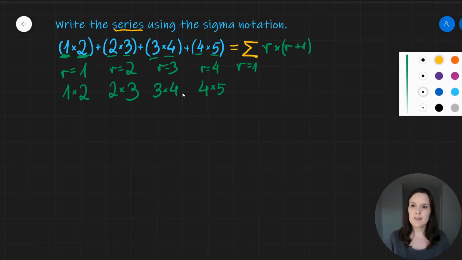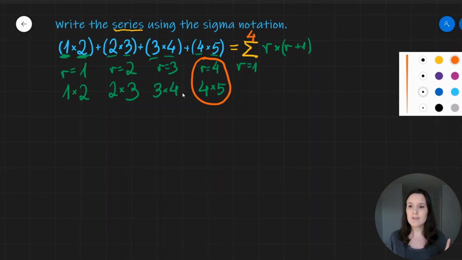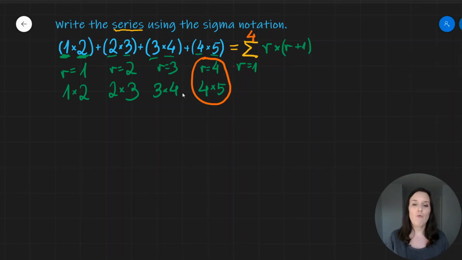And by listing it all, I can clearly see that the last term I add is for r equal to 4. So that's what I write in my sigma notation. I need 3 elements for a good sigma notation. What r I should start with, what r I should end with, and which formula I should substitute my r's into. So the terms of which sequence are we adding.